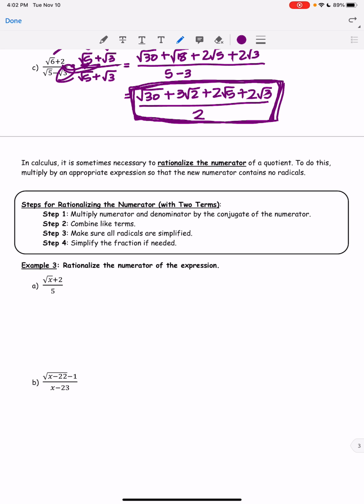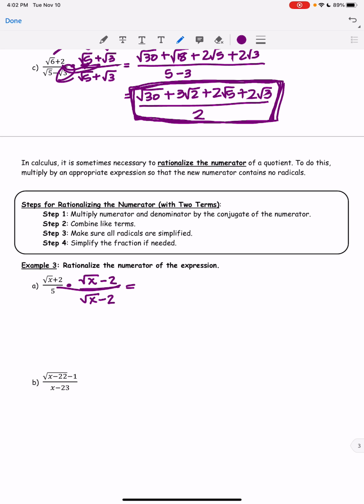And so it's the exact same process, you're just flipping it. Now you're multiplying the numerator and the denominator by the conjugate of the numerator. Then combine like terms, simplify, simplify. So here, the conjugate of square root x plus 2 is square root x minus 2. And we'll do that in the bottom as well, because what does this equal here? That just equals 1.